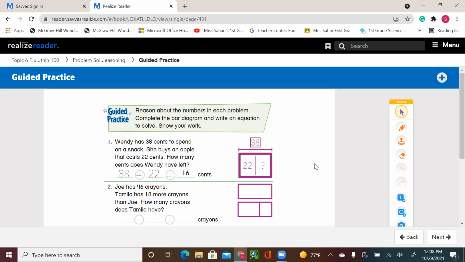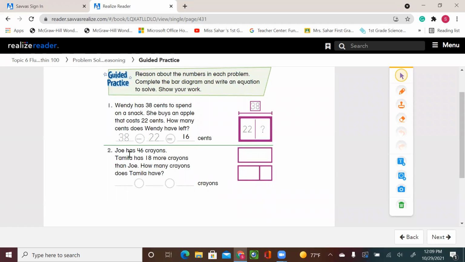So that was easy. I put all the information I know. I used the bar diagram, and when I looked at it, I knew what's missing. Do I need to add to get the total or the whole? Or I have the whole and I'm looking for a missing part.